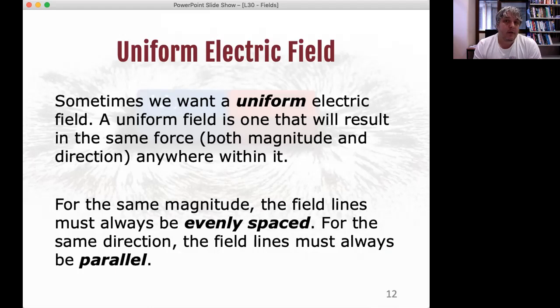That means that our field lines must be evenly spaced. Remember, the distance between our field lines is the strength. So the field lines have to be evenly spaced, and they have to always be pointing in the same direction. So they have to always be parallel.